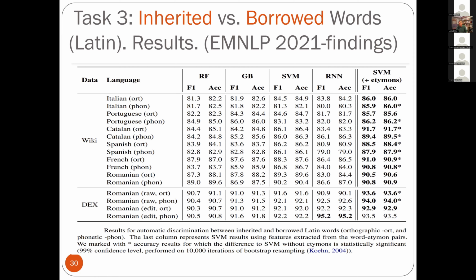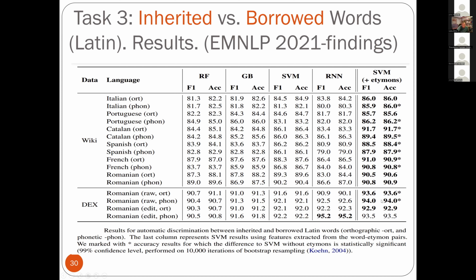or less the same results as the orthographical form, but in many cases even slightly lesser results. We see here the results. Anyway, the best was with SVM and with information given by Etimons. We obtained around 90% accuracy for the discrimination between inherited and borrowed words in Latin languages.